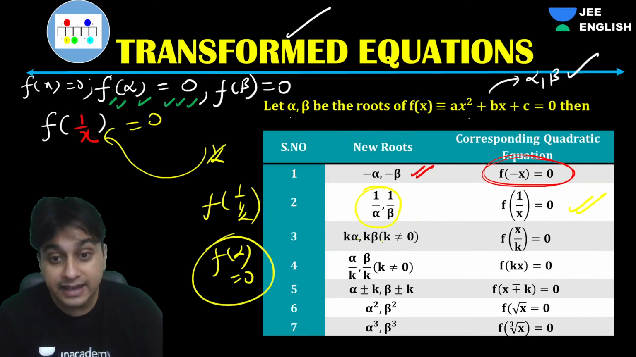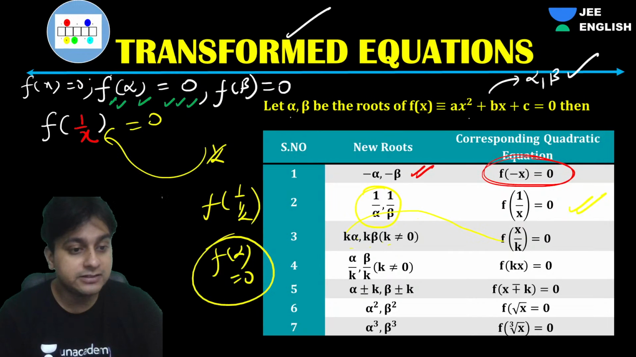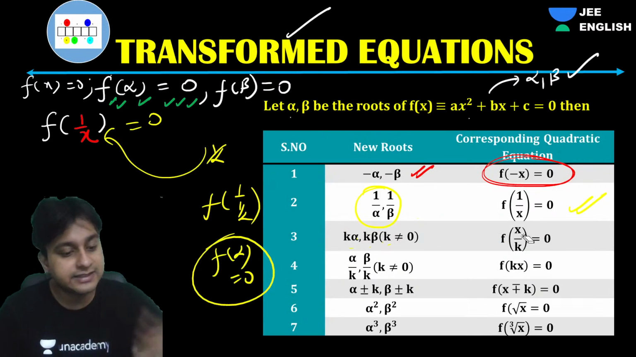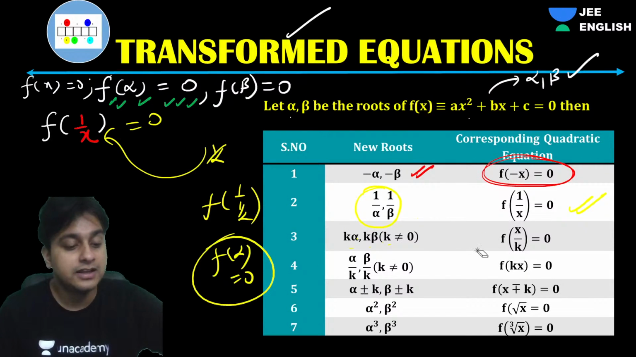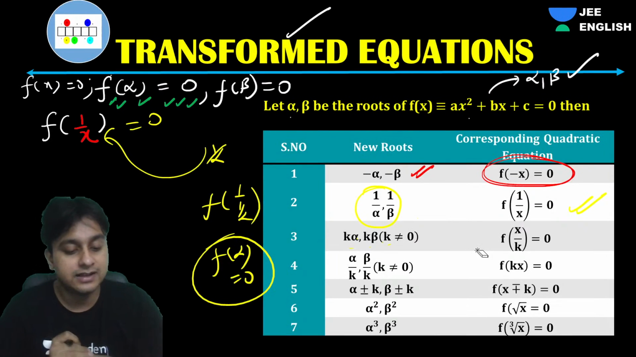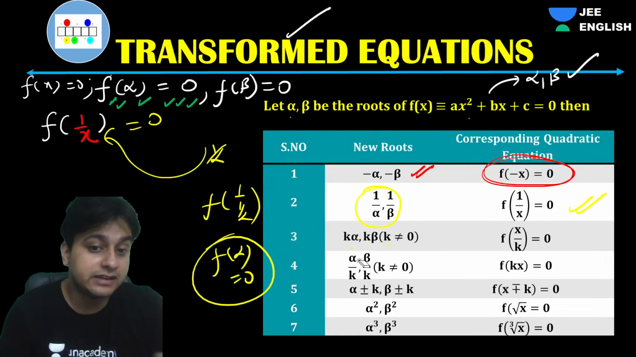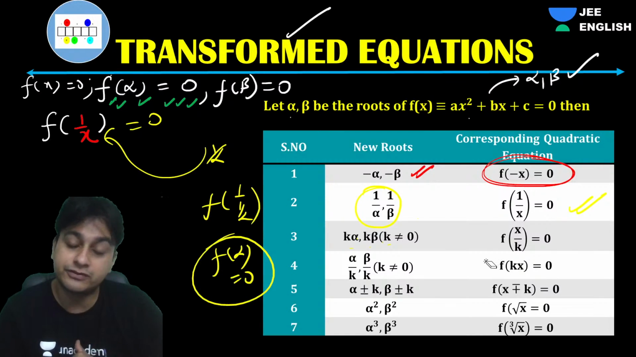Similarly guys, for k alpha, k beta, you have to put f of x by k, because as soon as you keep kx in place of x, you get k alpha, and k will cancel, we'll get f of alpha. Back to the reality. We have to reach back the reality. Understood? Similarly, for alpha by k, we'll have kx, then k and k will cancel, we'll get back f of the reality. Okay, great.